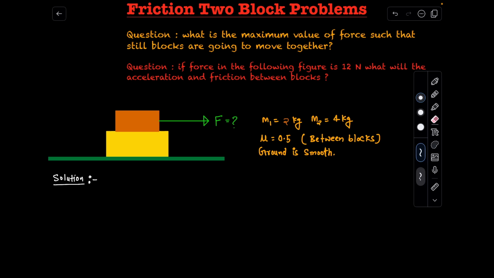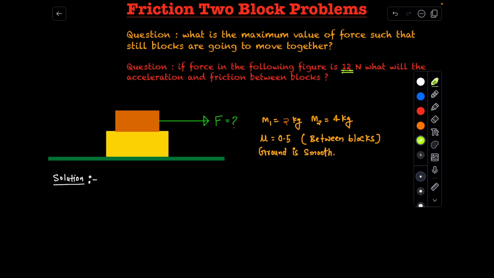Hi students, welcome. So here we have a friction two block problem where two blocks are there and there is some friction coefficient between them, and the ground block is in contact with the ground, but that is not having any friction. Now here there can be a question: what is the maximum force F till which these blocks are moving together? Or otherwise they can give a value, like in this question I have taken that this applied force is 12 Newton.